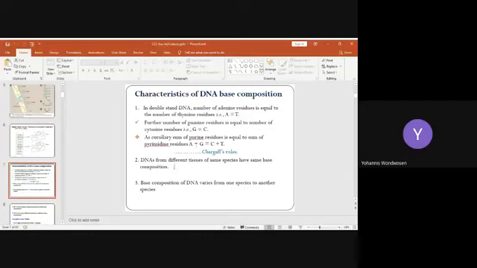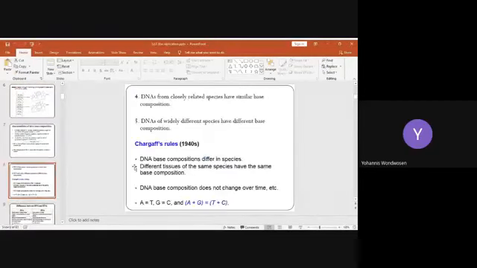So the DNA from different tissues of the same species has the same base composition. So the base composition of DNA varies from one species to another one. Okay, because it is genetic. But when we look at the same species, the DNA base composition is similar.